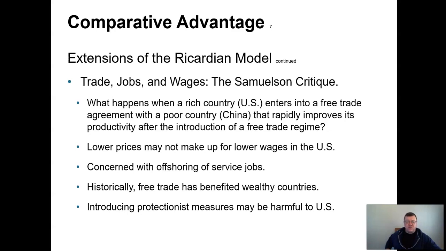And so Samuelson's critique was that those lower prices that we're getting for those goods and services have not made up for those lower wages in the U.S. He was also very concerned with the offshoring of high-paying jobs, such as service jobs. Historically, free trade has benefited wealthy countries, and the idea is that introducing protectionist measures may be harmful to the U.S., but again, not everybody benefits equally from free trade. And for some people, clearly, free trade has been more harmful than helpful.